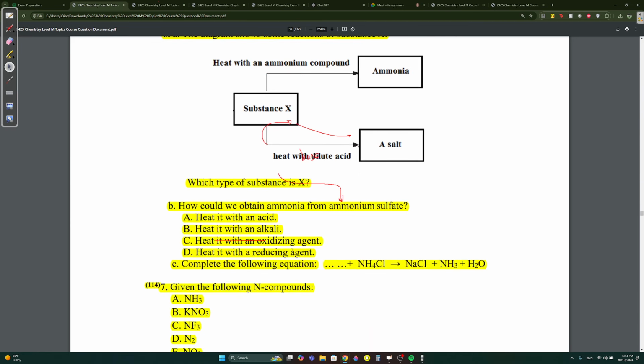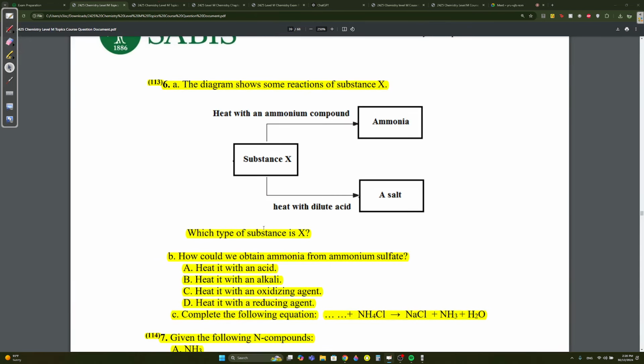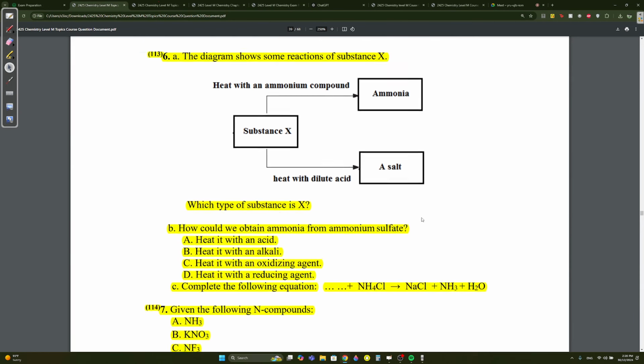Okay, how could we obtain ammonia from ammonium sulfate? Ammonium sulfate. Yeah, I don't know where I stopped because someone came and I had to stop the video, but I think I did part A. I said base.